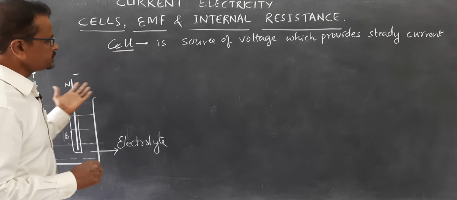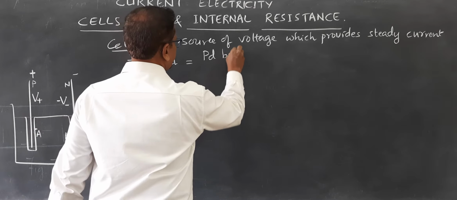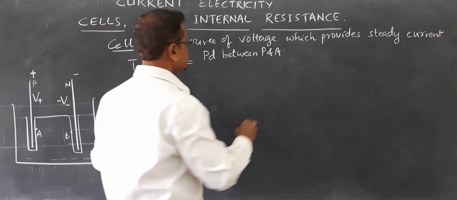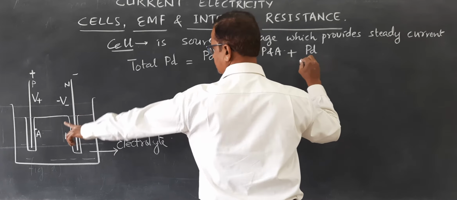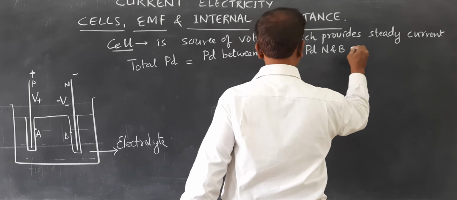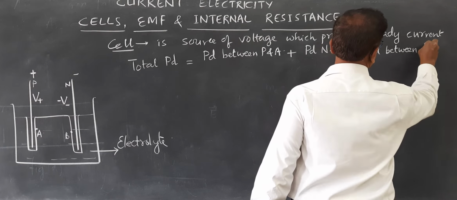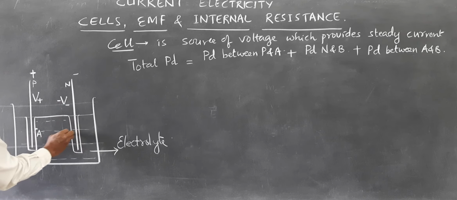So, now first the total potential difference supplied by the cell is equal to the potential difference between P and A, as I told you, P is for positive, N is for negative, plus the potential difference between N and B, plus the potential difference between A and B. A and B are the points in the electrolyte.